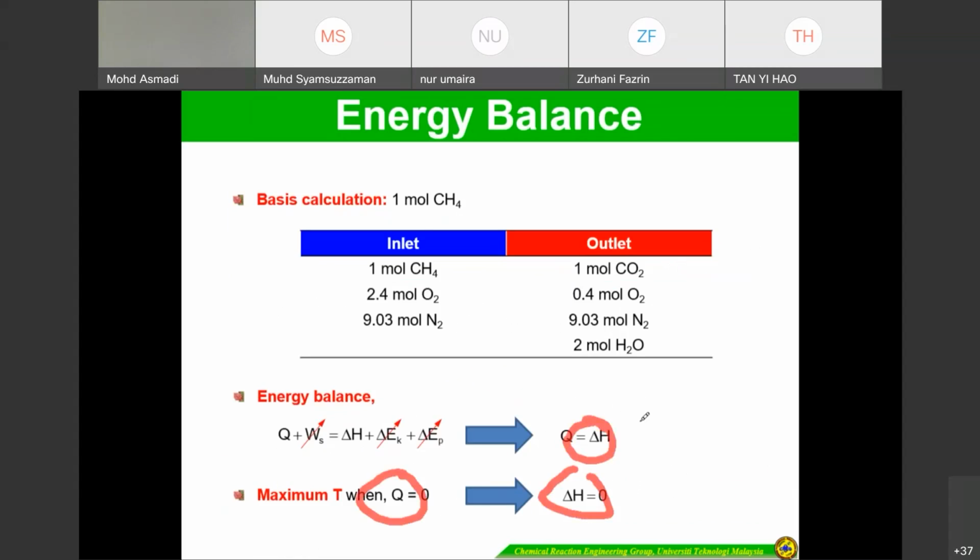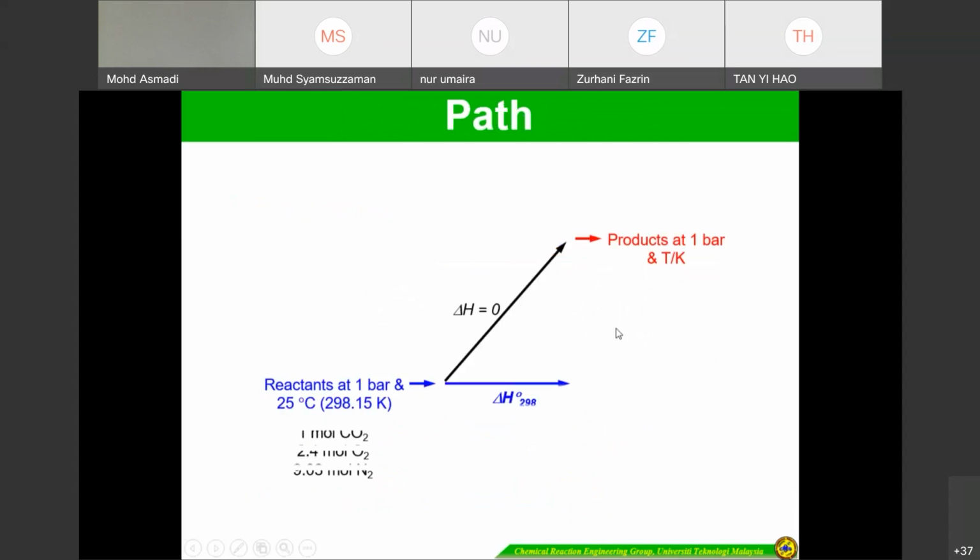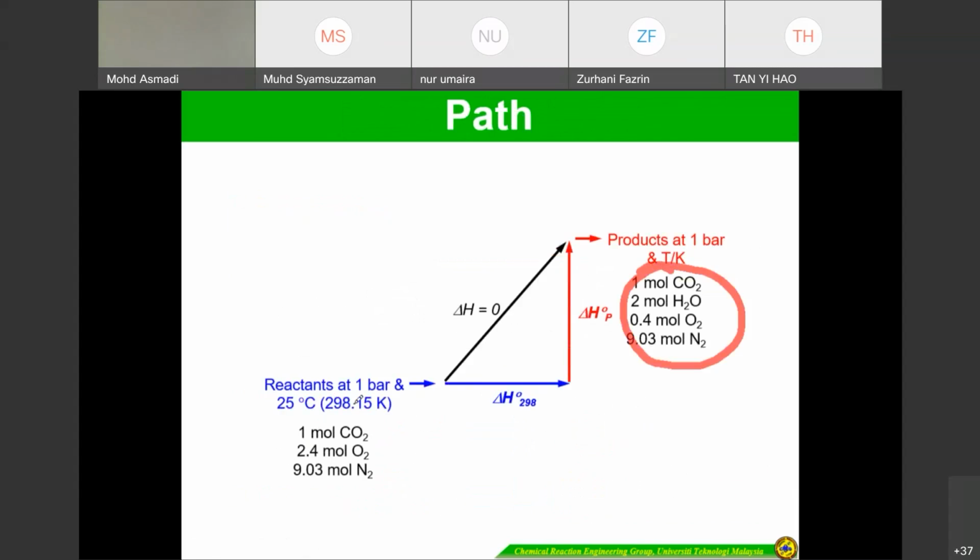Okay, there's no heat loss anymore. So this is the final, and by using the hypothetical paths from the reactants, you have to do this hypothetical path. Because you have a general view of how to calculate the Q and also the final temperature. So you use this information, right?